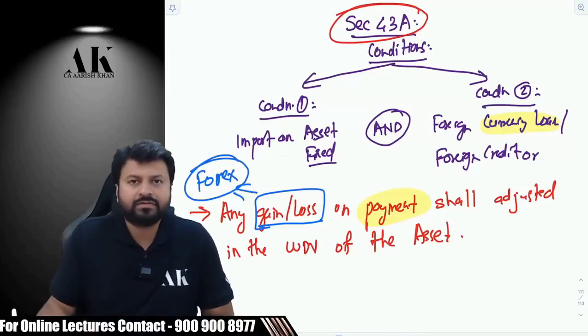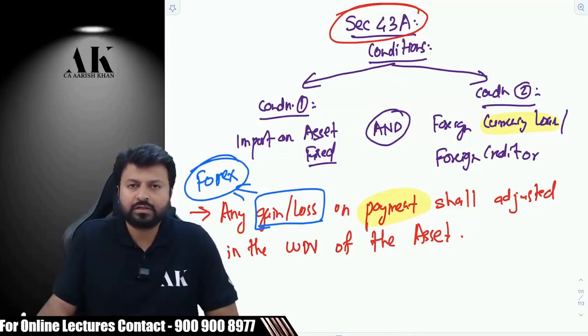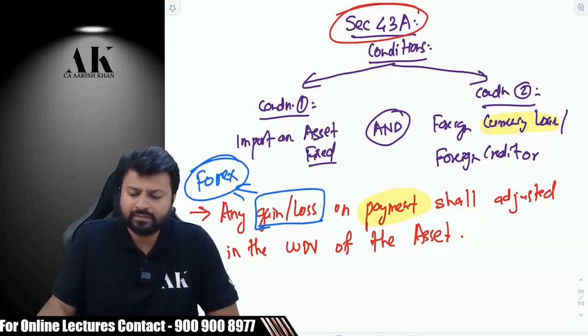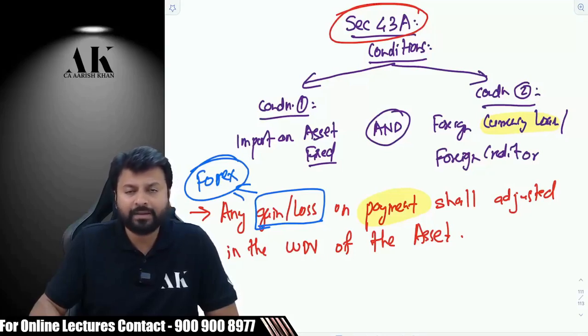So in the last session we started with the last discussion in the chapter of depreciation, and that was 43A. 43A works in a very specific case, that is, if you import an asset and there is a foreign currency loan or a foreign creditor. Then in that case the forex gain or loss on the date of payment, not on balance sheet date, shall be adjusted in the WDV of the block of asset. Okay, it will be adjusted in the WDV of the block.